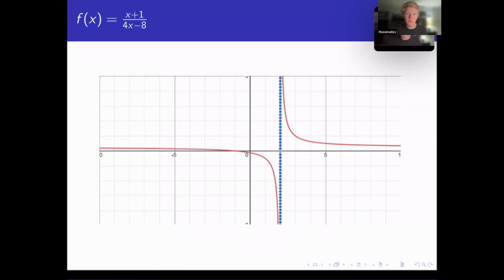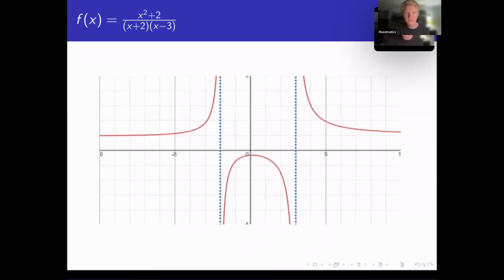So for some of the functions we were looking at before, x plus 1 over 4x minus 8, well, we weren't allowed to be equal to 2, so 2 was a vertical asymptote. For x squared plus 2 over x plus 2 times x minus 3, x wasn't allowed to be equal to negative 2 or 3, so we get 2 asymptotes.